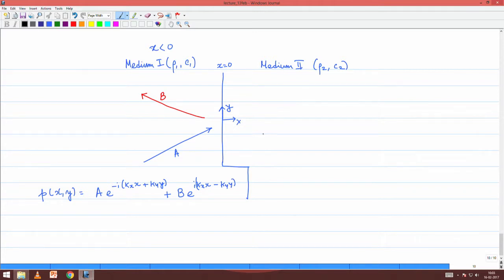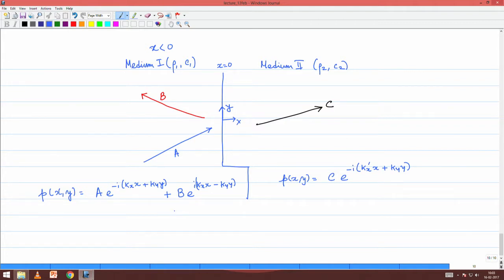In the x greater than 0 region, we said that there is a transmitted wave which we will denote with C. The transmitted wave in this region can be represented as p of x, y equals C e to the power minus i (k x prime x plus k y y). The k x here will be different because the material is different. We have already shown that the k y corresponding to the region x less than 0 has to be the same as the k y in the region x greater than 0. The k y has to be the same, otherwise the continuity conditions will not get satisfied, which was discussed in the last lecture also.